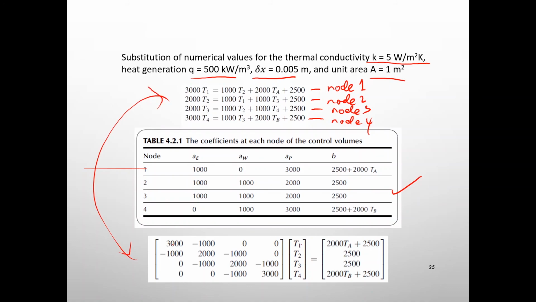So 300 T1 minus 1000 T2 equals 2000 TA plus 2500. Actually, from this, you can also already find the values of temperature at each of the nodes, node 1, node 2, node 3, node 4, because TA and TB are already given. They are your boundary conditions, which are 100 degrees Celsius and 400 degrees Celsius.